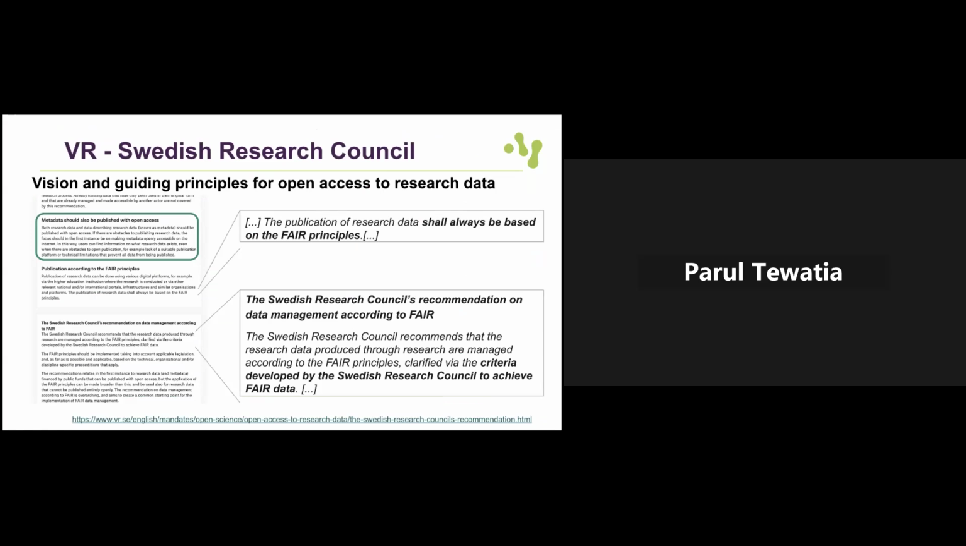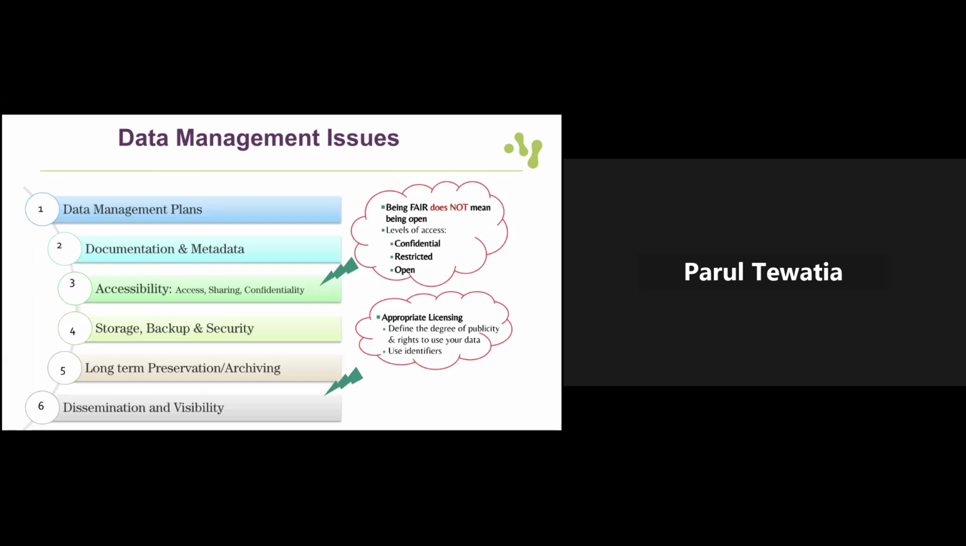VR has given certain guiding principles for open access, but let's not focus on everything, just the points that are important. For example, metadata should also be published with open access. So you see the importance of metadata here. The publication of research data shall always be based on FAIR principles. And then here metadata comes into play, right? The Swedish Research Council has a recommendation on data management according to FAIR. So one can read through it, and I've also linked it here.